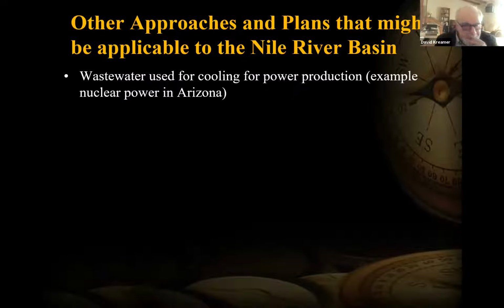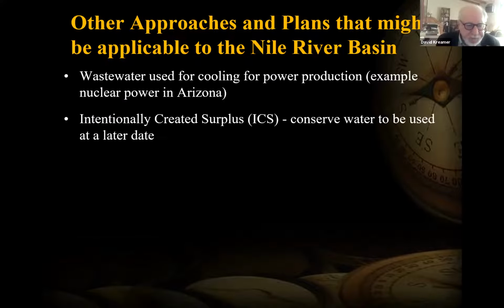So other approaches and plans that might be applicable to the Nile River, as I mentioned, include using wastewater for cooling in power production, and there are actually several examples. One prime example is in Arizona. The city of Phoenix takes water through something called the Central Arizona Project Canals from the Colorado River, and their wastewater for the city is actually used to cool a nuclear power plant just outside the city.